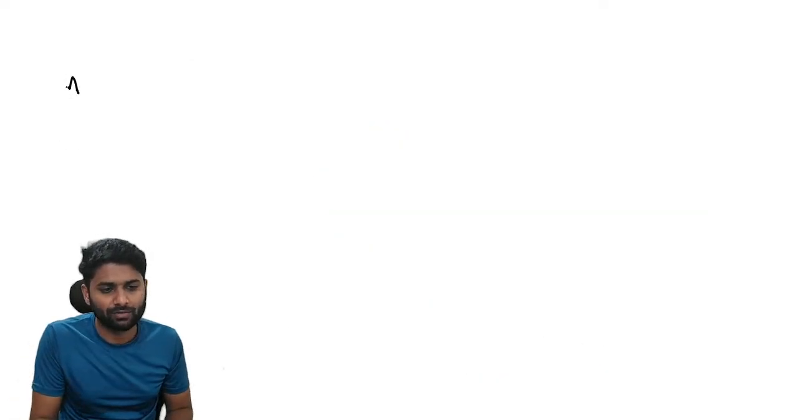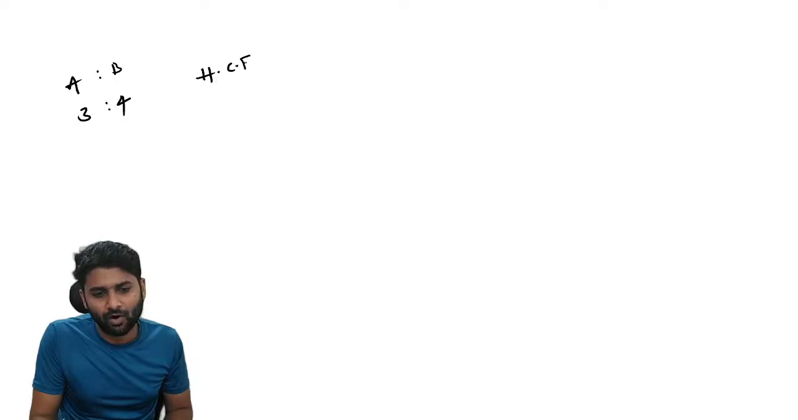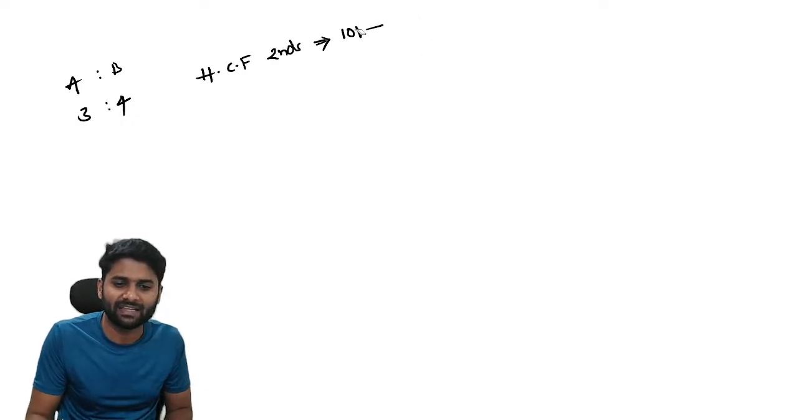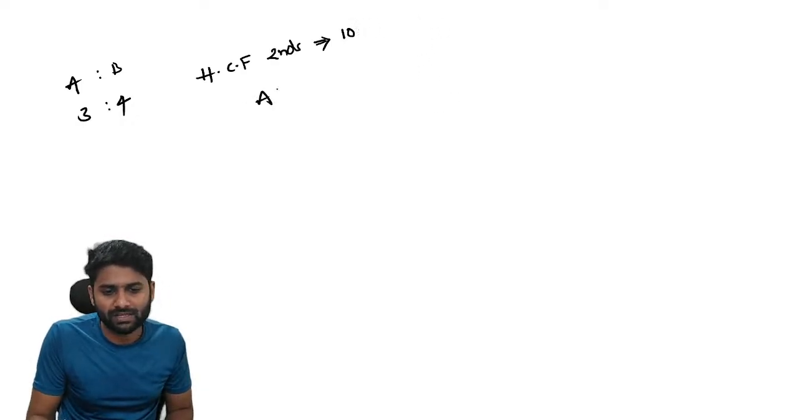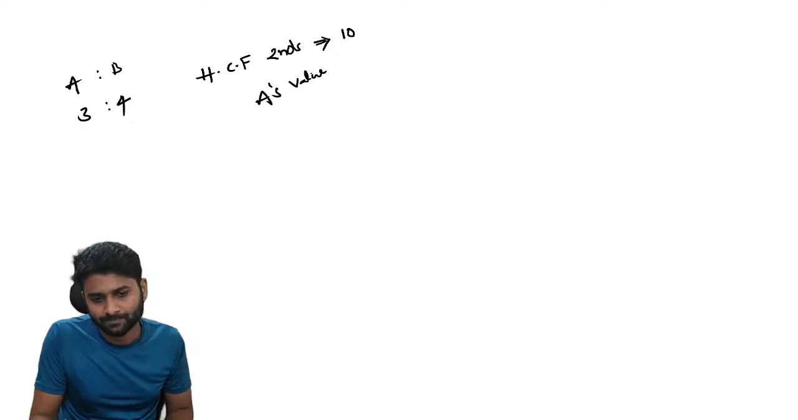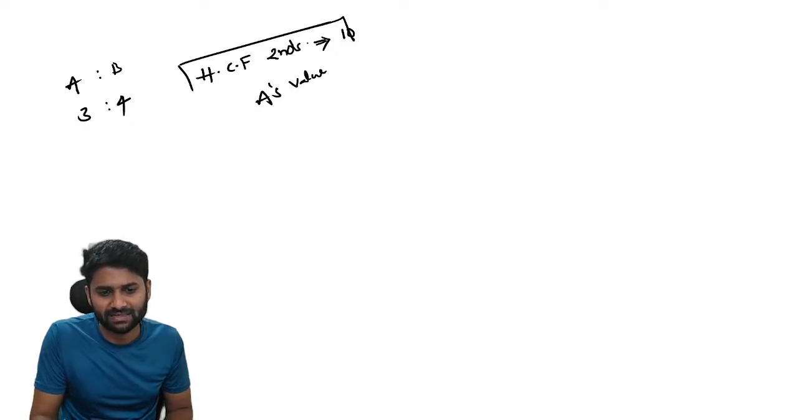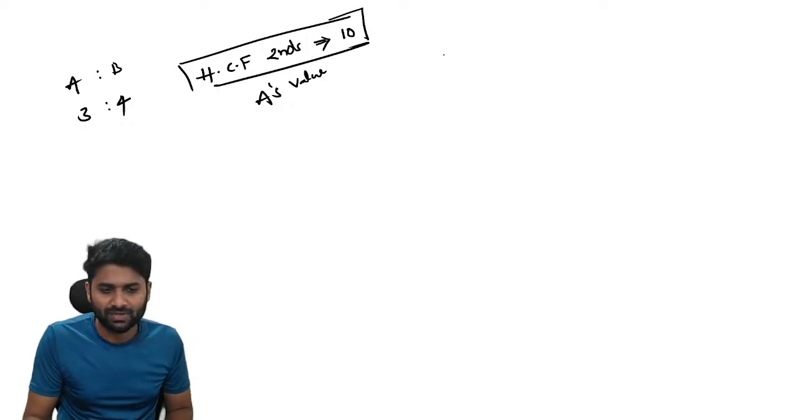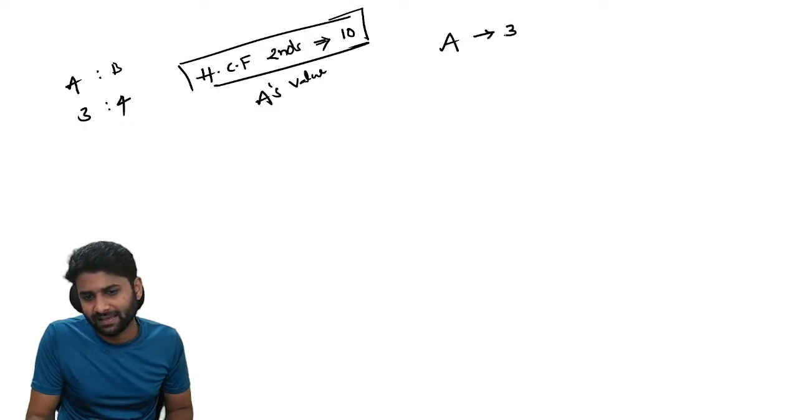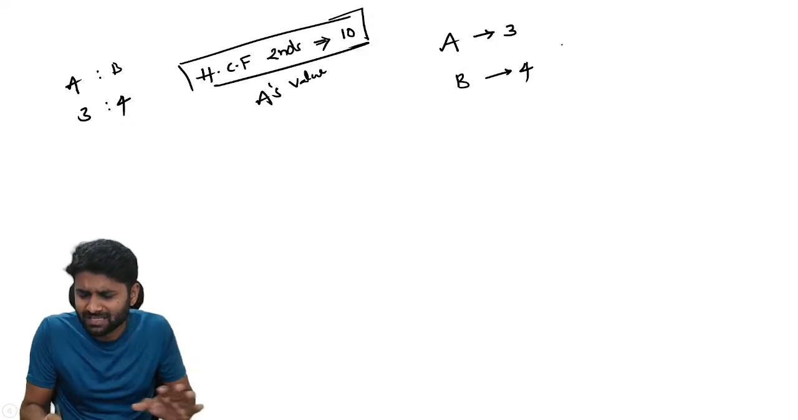Let's go for one more. A is to B is equal to 3 is to 4. If HCF of two numbers is 10, let us take that HCF is 10. My question, what is A's value? So this is the comparison, measure data. Remember guys, this is measure data. So here, let us take that A is 3 units. B is 4 units. Let us take that these two numbers are exact.